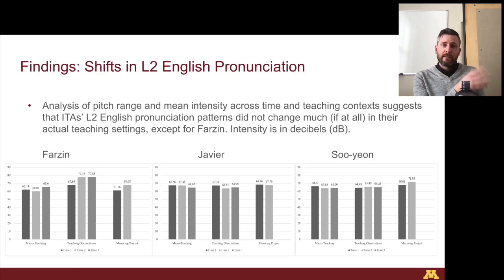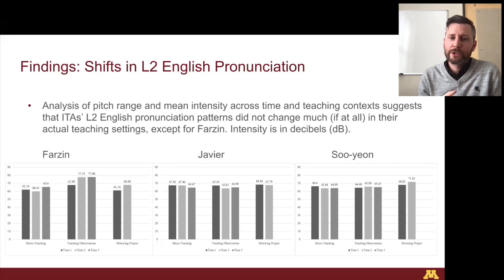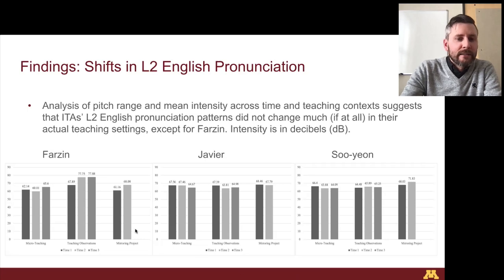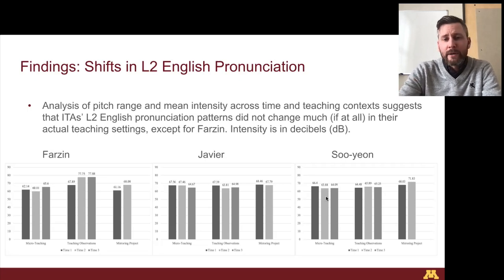Like the results from pitch range, if you look at the correlates of mean intensity over time, which we perceive as volume, that also does not seem to change as much in actual teaching settings, with the exception of Farzan, actually. She's the exception for both cases so far.